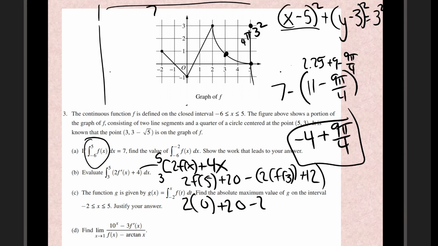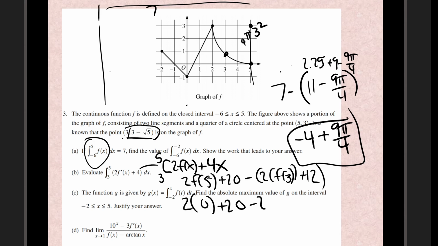Oh, it's in the problem? Oh, wow. Thanks, guys. See, this is why you read. Oh, good. Okay, so anyways, f of 3 is totally 3 minus root 5. Thank goodness they told us that. Otherwise, that's way harder.